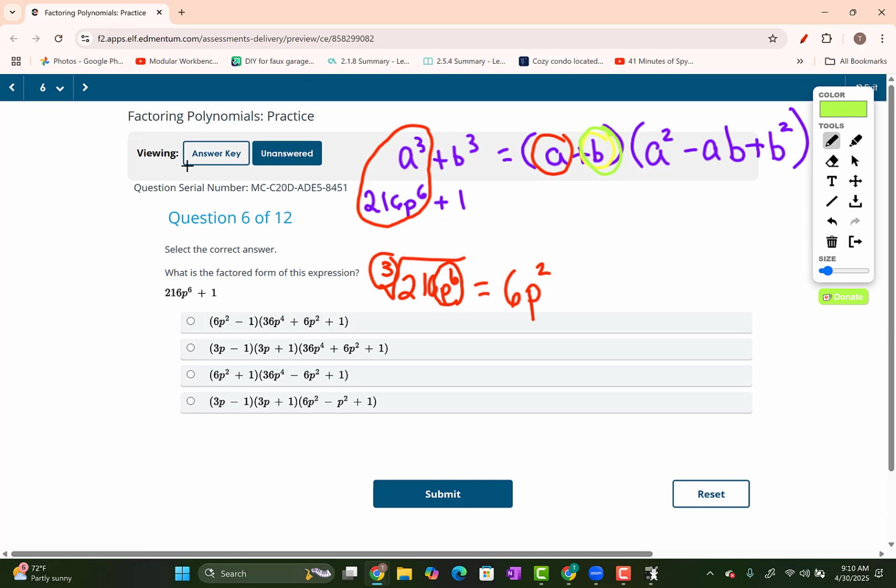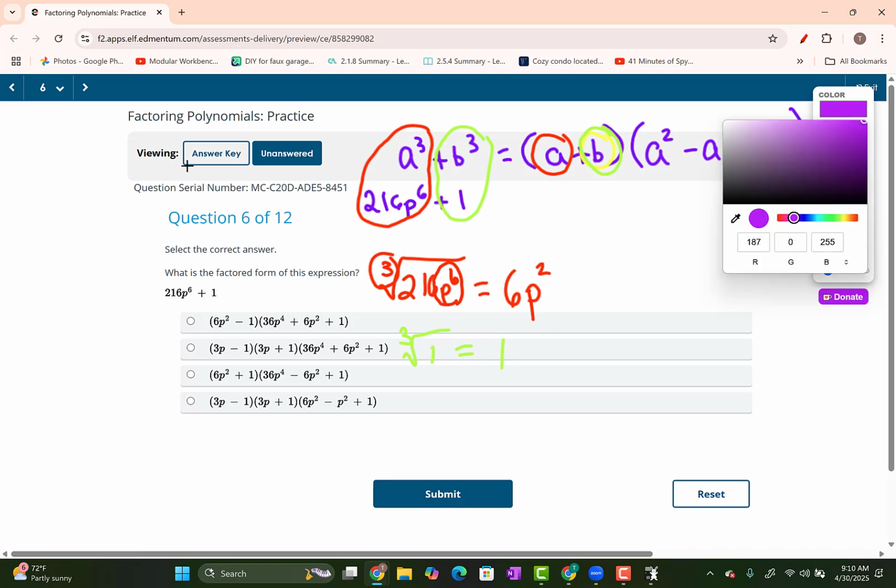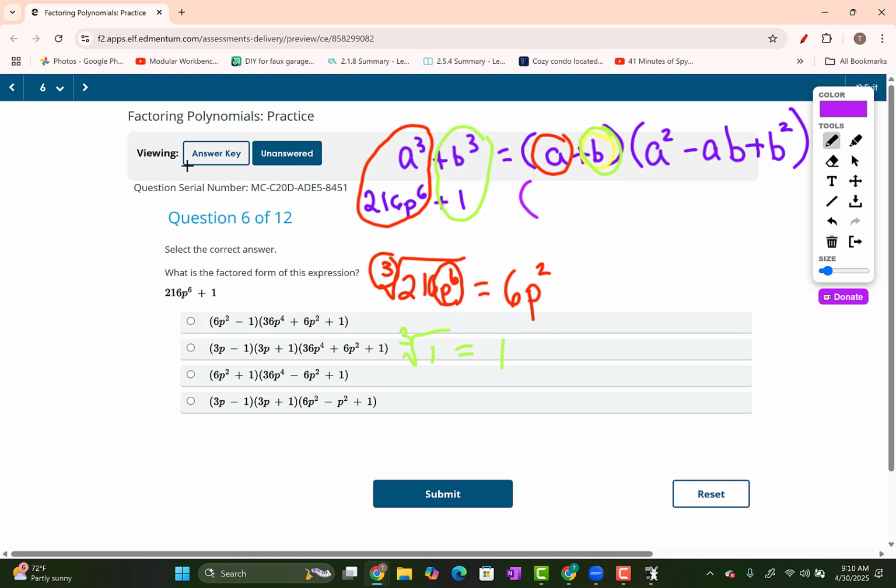Now let's find b. So to find b, this one's a lot easier. We're just going to take the cube root of 1. Well, the cube root of 1 is 1. So the first factor is a plus b, so it's 6p squared plus 1.